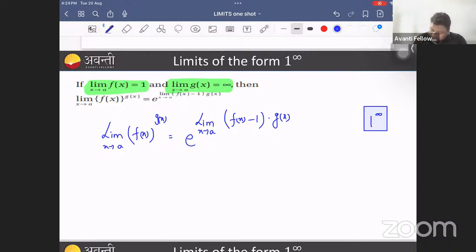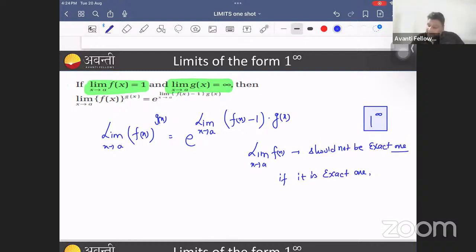One more thing, this limit x approaches a, f(x), should not be exactly 1. It should be approaching 1. It should not be exactly 1. If it is exactly 1, the answer will be 1. Like if I ask you, limit x approaches 0, greatest integer of x square plus 1 whole to the power 1 by sin x. Got it?